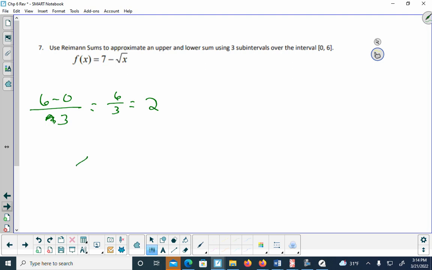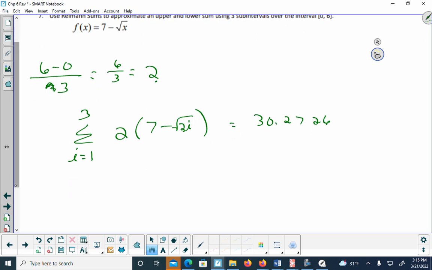So then when I write my summation formula, just like I did before, i equals 1, I'm going up to 3 because I want 3 subintervals. So my n is equal to 3. The base of each one is 2. And then I'm going to have 7 minus the square root of x, putting i into x, 2i. And when I put that in my calculator, I'm going to get 30.2726.